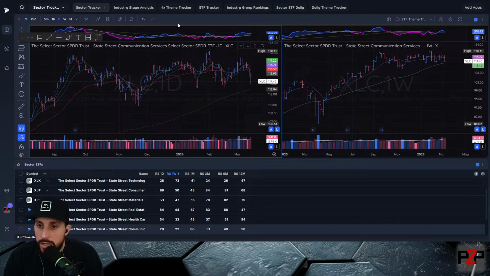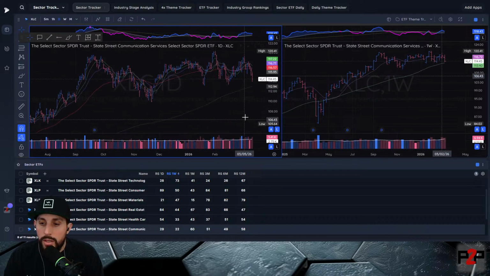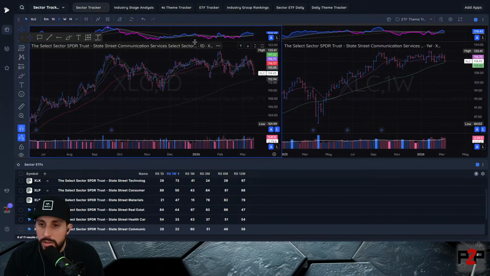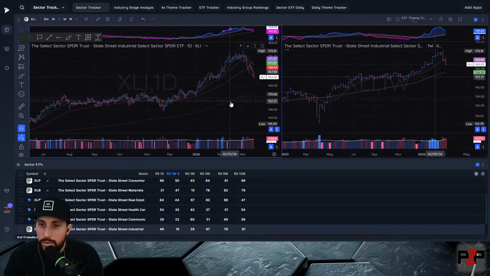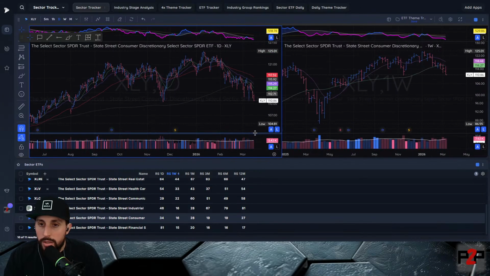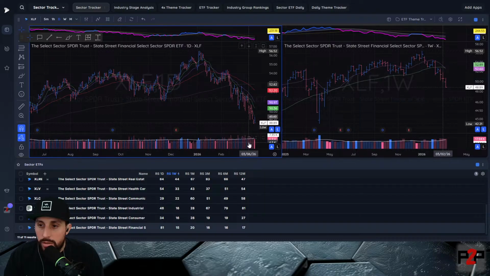Communications, this group is definitely showing a good amount of relative strength overall, I think, and kind of what I'm seeing on a daily basis, but again, it's breaking below that 50. So it's still not looking that great. And there we have, just walking through these, obviously looking really horrible.